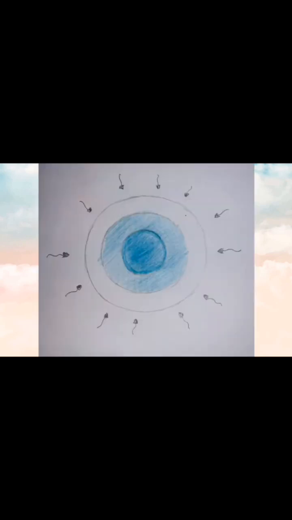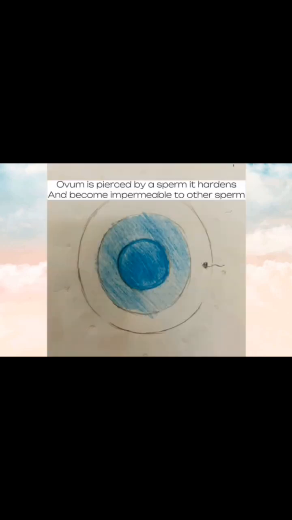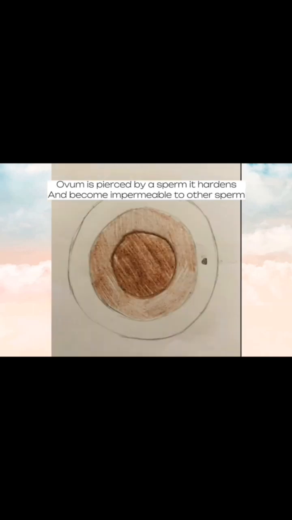All the sperm move forward by wiggling their tails. One sperm merges with the ovum in the fallopian tube. The ovum is burst by a sperm. It hardens and becomes impermeable to other sperm.